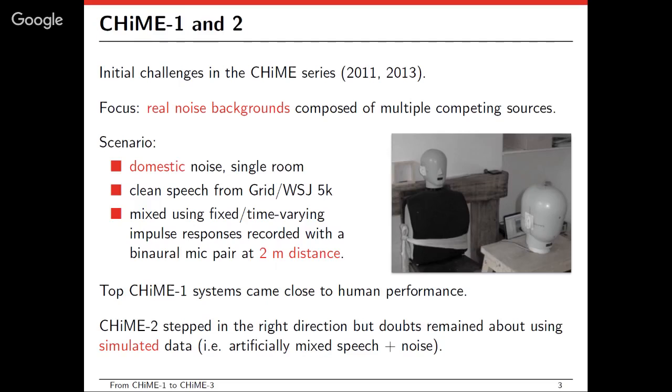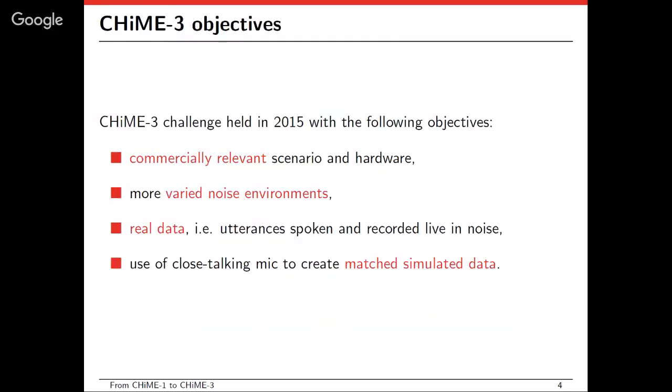So the scenario was domestic noise recorded in a single room with speech from the GRID, the small vocabulary GRID corpus, or the medium vocabulary Wall Street Journal corpus, which was mixed with that noise using fixed or time-varying impulse responses recorded with a binaural microphone pair at 2-meter distance. The top CHiME 1 system came close to human performance. In CHiME 2, we extended it by having a larger vocabulary and time-varying impulse responses. So this was more difficult, but of course, doubts remained about the use of simulated data.